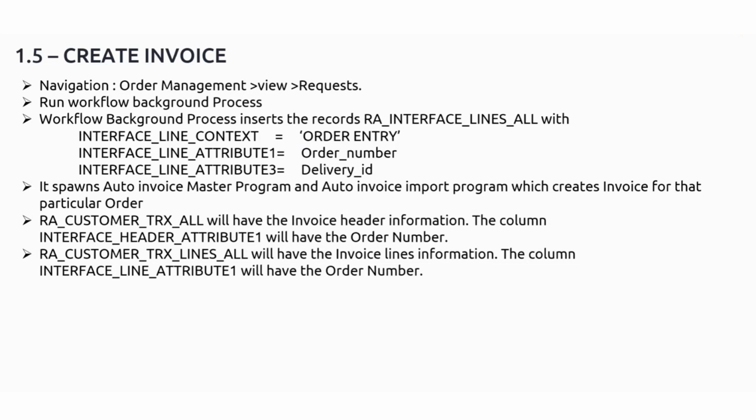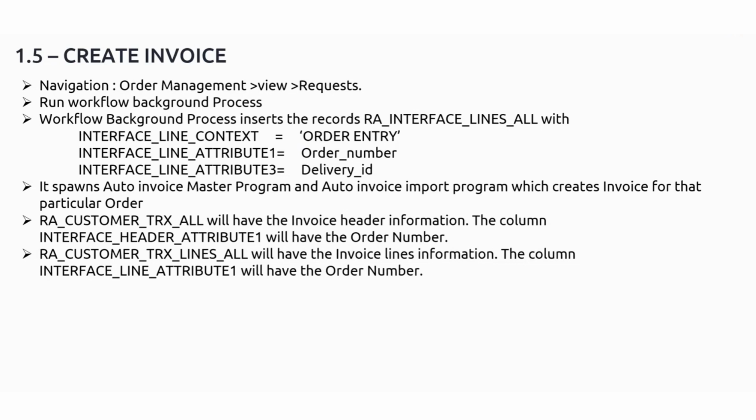You might be knowing the concept of interface tables and base tables. So first we will put the data into the interface table, and here for accounts receivable we have a table called RA_INTERFACE_LINES_ALL. In this particular table we have three major components through which you can identify which order and which delivery this particular line belongs to.